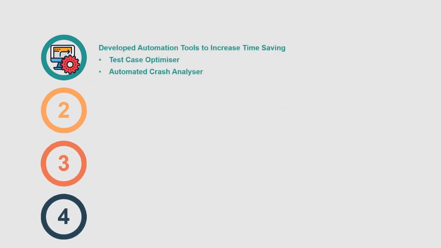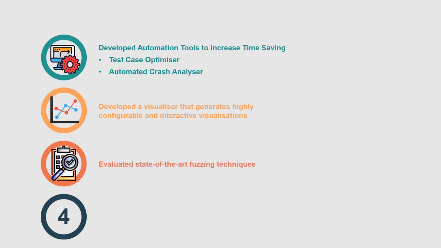Firstly, an automated crash analyzer and test case optimizer were developed to greatly accelerate the fuzzing workflow. Secondly, we developed a visualizer that can generate highly configurable and interactive visualizations from fuzzing performance data. Thirdly, tests were performed to evaluate the performance of state-of-the-art fuzzing techniques. Lastly, fuzzing was conducted on open-source libraries and applications to discover and ethically disclose vulnerabilities.